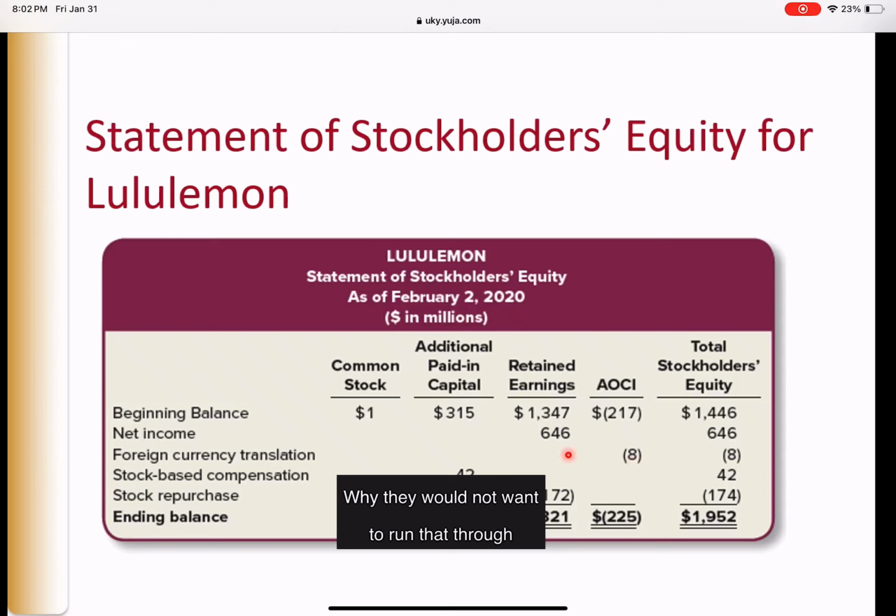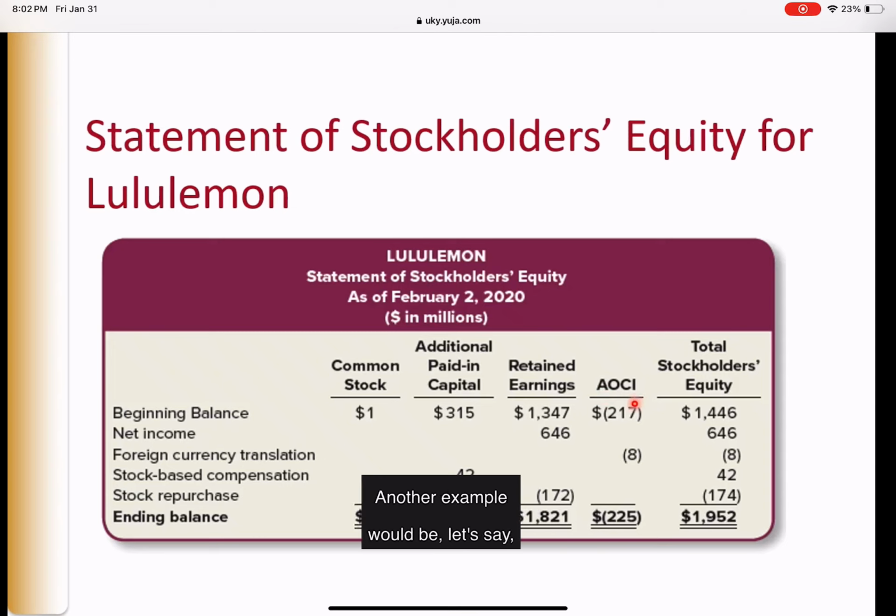Why they would not want to run that through retained earnings is because if you have foreign operations, odds are you're converting the foreign dollars, euros or pesos or whatever, into US dollars. There's always going to be fluctuating translation gains and losses on those currencies depending on how the US dollar is fluctuating with the other currencies. That's something that's going to happen every year, and you don't want to run that through on your income statement. So that's why they show it under accumulated other comprehensive income.